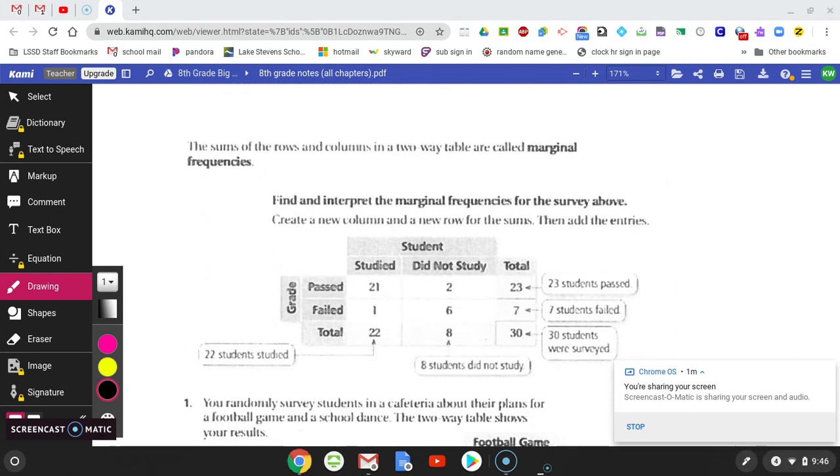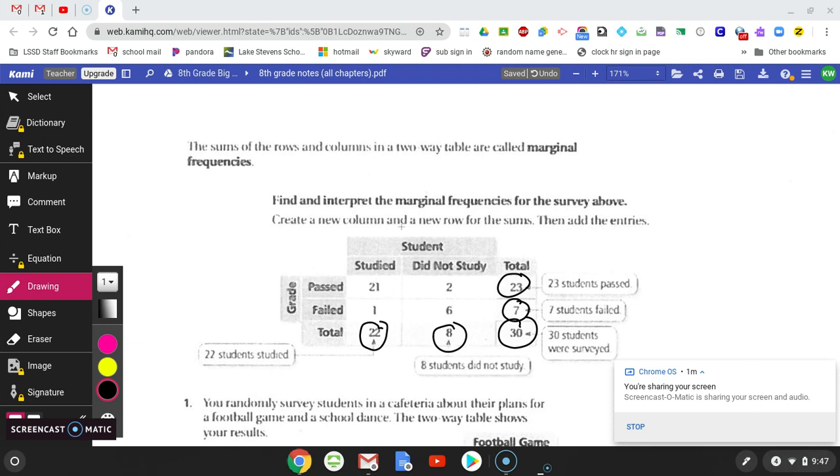All right, so the sums in rows or columns are called marginal frequencies. So this right here is a marginal frequency. This is a marginal frequency. This is a marginal frequency, okay? And total marginal frequency. Marginal frequency is the sum of how many total students passed, or how many total students failed, or how many total students studied, how many total students did not study, and then how many total students there were.